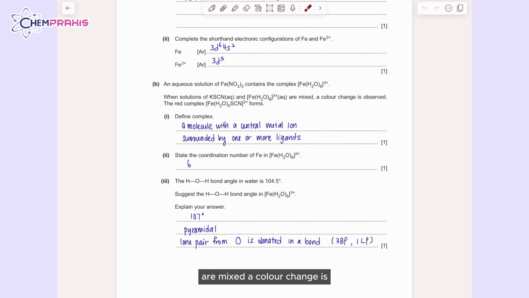When solutions of KSCN and [Fe(H2O)6] are mixed, a color change is observed. The red complex [Fe(H2O)5SCN]2+ forms. Define complex. So usually for complex ion, you can have the definition in which a molecule with a central metal ion surrounded by one or more ligands. And then state the coordination number of Fe in [Fe(H2O)6] because you have 6 water molecules dative bonded to Fe, so it is 6. And then the bond angle of water is 104.5.